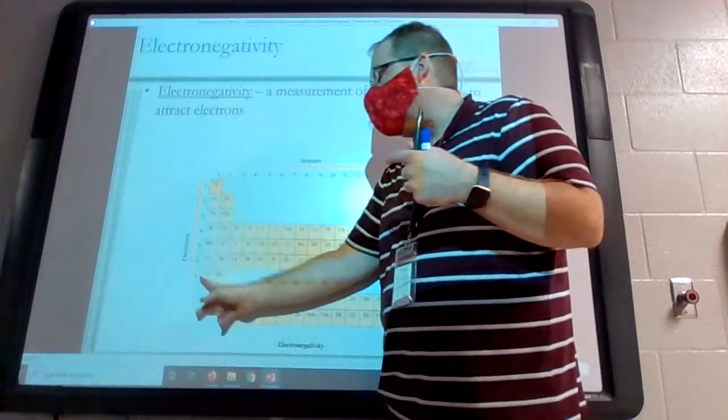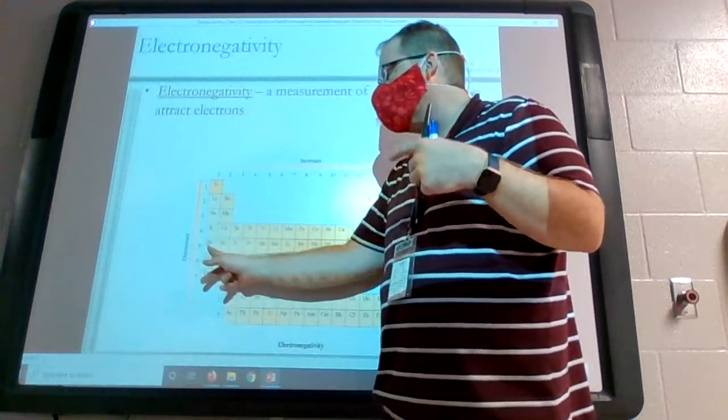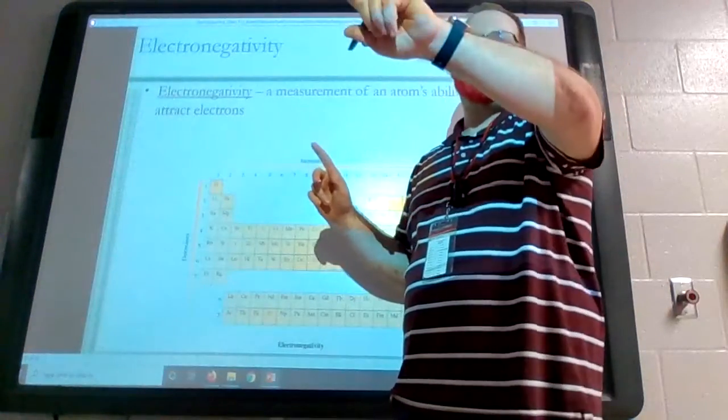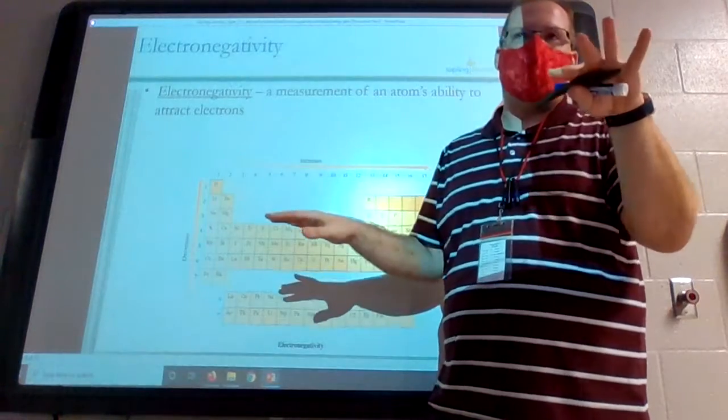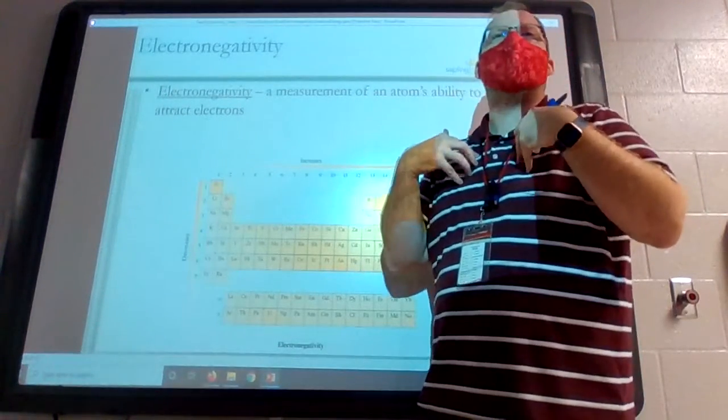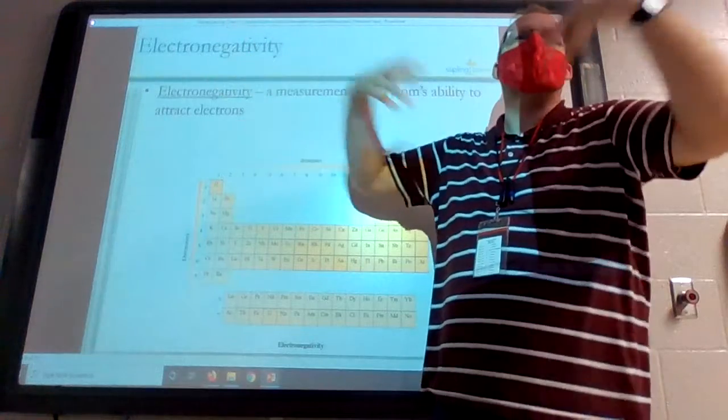Over here towards the left, lithium, sodium, potassium, rubidium, they only have 1 out of 8. They're not good at stealing electrons at all. They almost never steal electrons. They are good at getting rid of electrons, giving them up to other atoms.